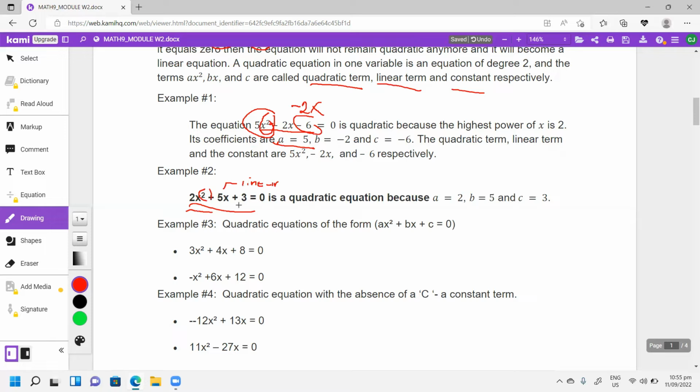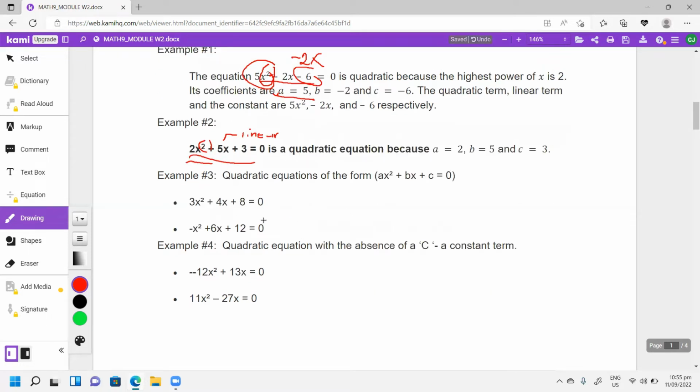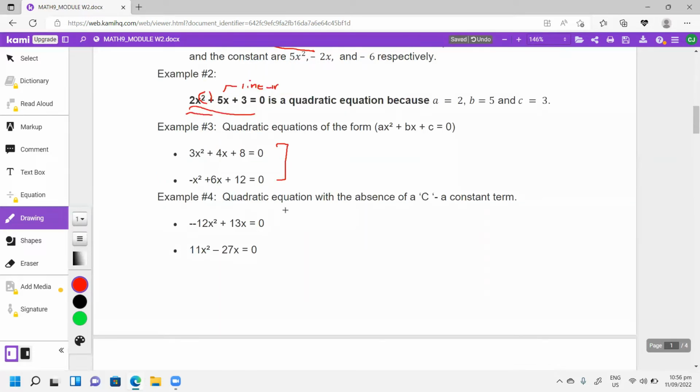Okay, so let us proceed to number 3. For number 3, these are quadratic equations of the form ax squared plus bx plus c, or in standard form. As you can also see for number 4, these are examples of quadratic equations with the absence of c, or the constant term. The constant term is absent. As you can see here, you cannot see a constant term.